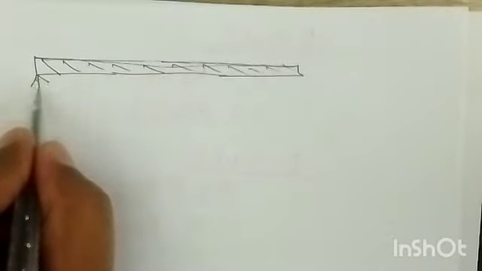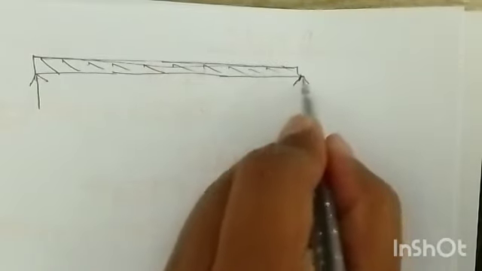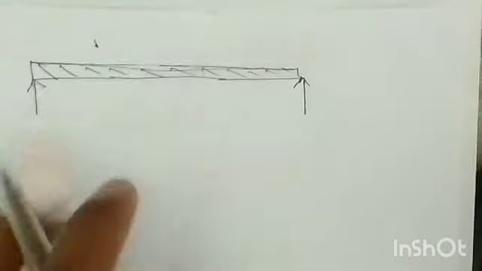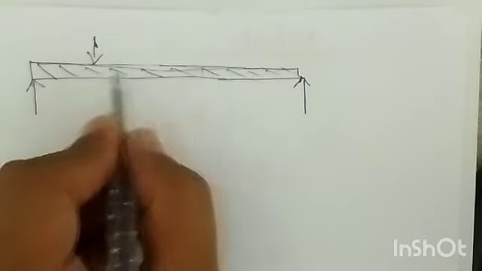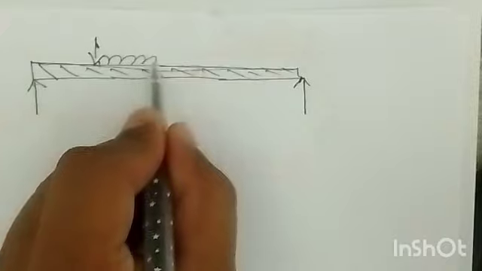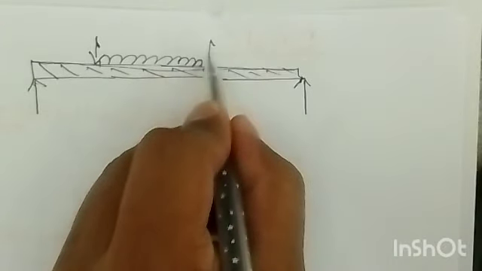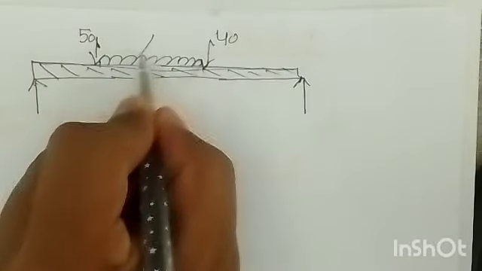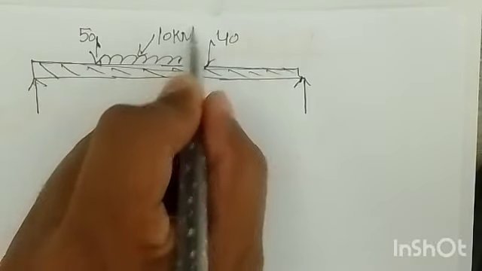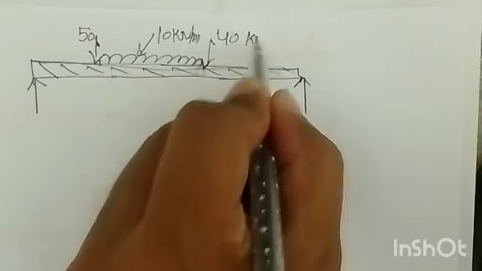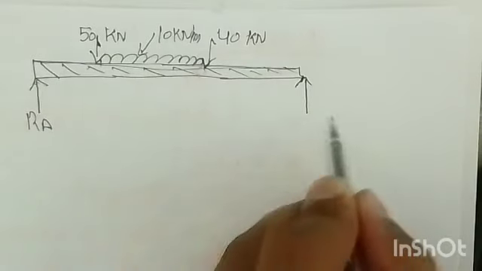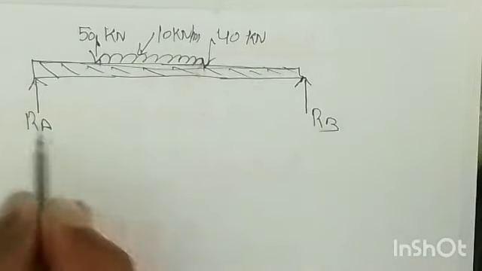So this is A, the reaction at A is RA, and this is B, the reaction at B. Here a 50 kilonewton point load is acting, and the UDL of 10 kilonewton per meter is acting up to a length of 4 meter, and again you have a 40 kilonewton point load. So RA we got 80 and RB is 50, that we have calculated.